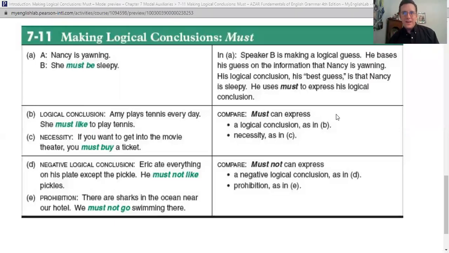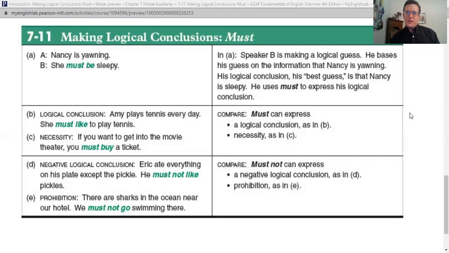Hey everyone, let's continue our discussion of modals. Today we're looking at the word must. We've already seen that must can be used similar to have to or have got to talk about necessity. Here we're looking at a very different meaning, a very different use for the word must. It's to make logical conclusions, to make guesses.